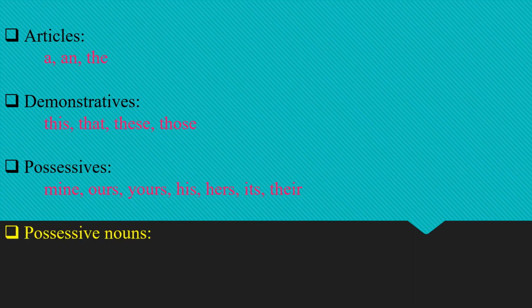Then possessive nouns. Possessive nouns means it's nothing but adding apostrophe s to the noun. That is called possessive nouns. See the examples. Mira's pen. Here Mira is the noun and we added apostrophe s to Mira. So Mira's is called possessive noun. Then second one, my uncle's. Okay, we added apostrophe s to the uncle. Uncle is a noun, right? Uncle's is the possessive noun.